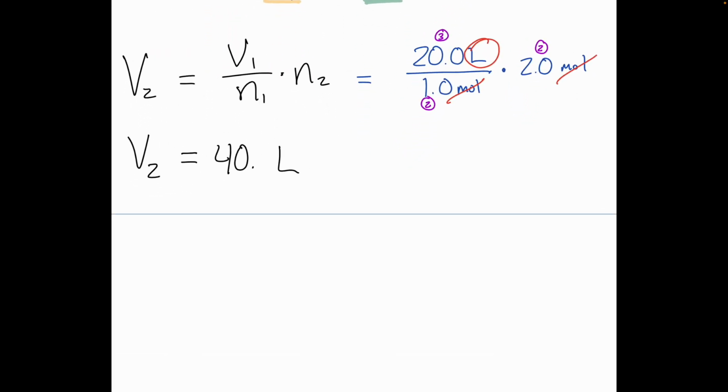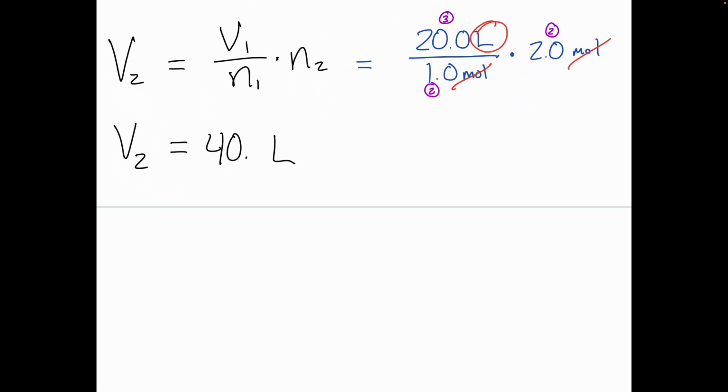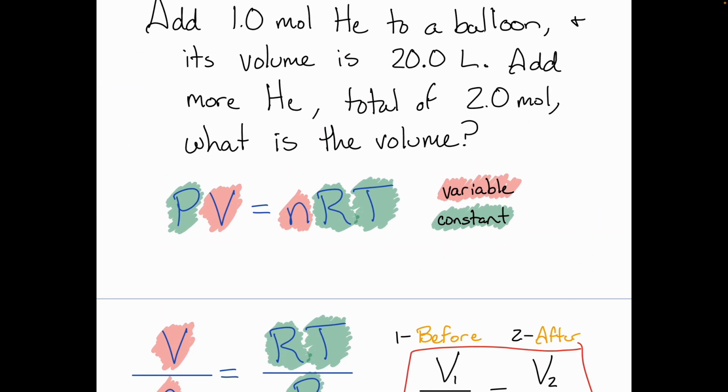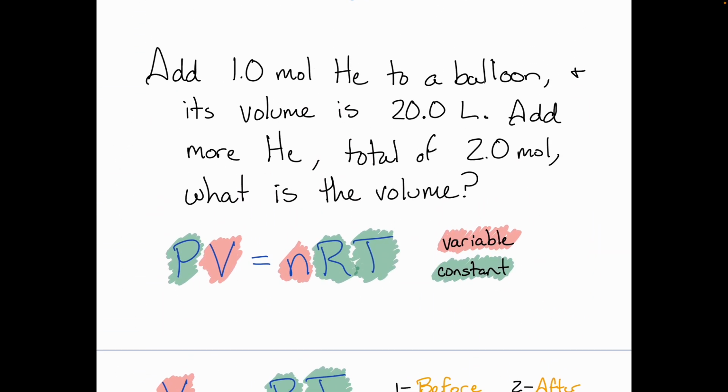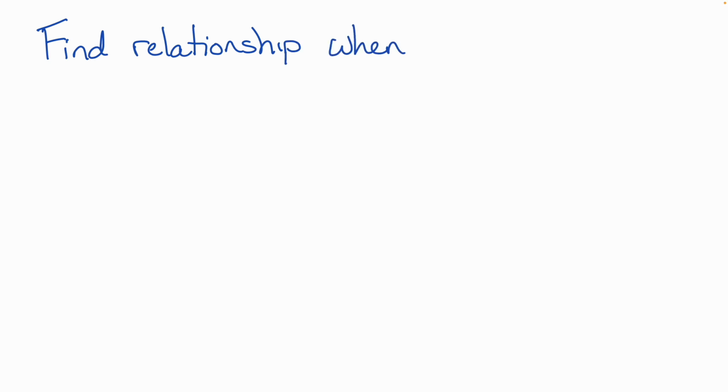Cool. All right. So before we move on, I want you all to practice. The plugging in step is fine, but this step of identifying variables and constants and rearranging is kind of weird. All right. So what I want you to do is find me the relationship when, let's do pressure and moles are varied and everything else is constant.